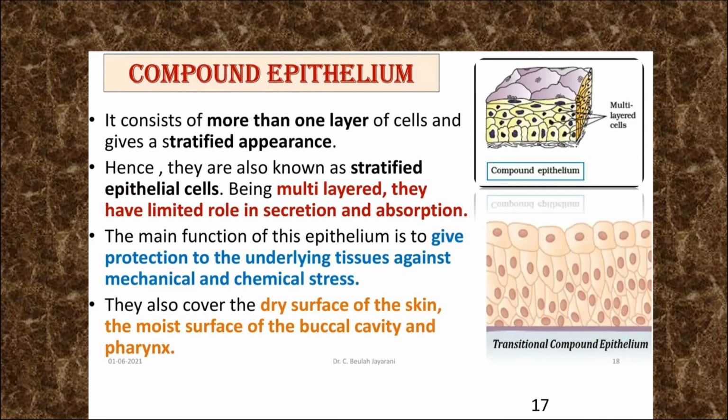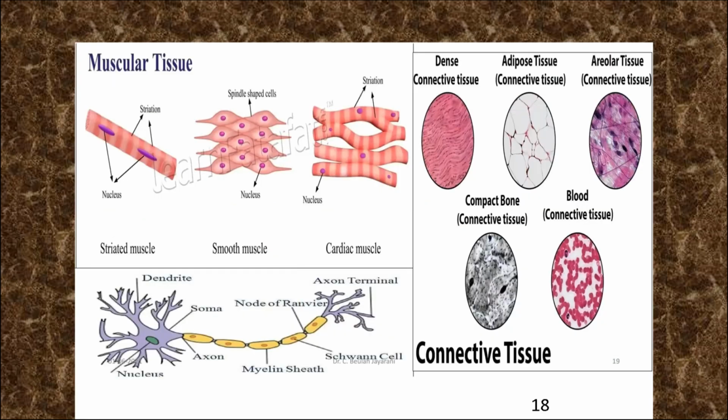Compound epithelial cells are the ones which consist of more than one layer, and the structure of these is a little complicated when compared to the simple epithelial cell. So more than two layers is always called compound epithelial cells. The examples are the cells of the buccal cavity and pharynx.